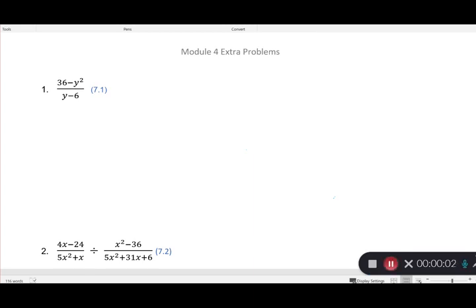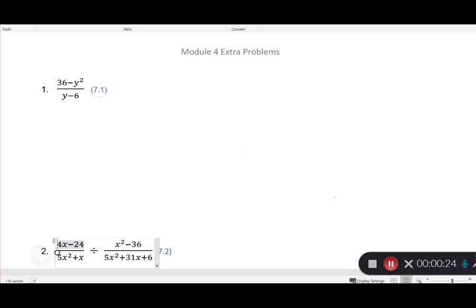In this video, we're going to do some extra problems from Module 4. First part, we're going to do some problems from 7.1 through 7.4. So you can see this first one, I went ahead and denoted it's from 7.1. It's a rational expression. On my math lab, it would say something like simplify the expression.